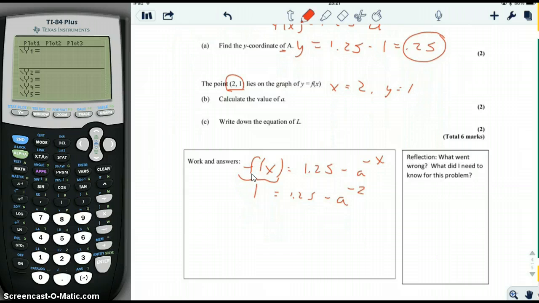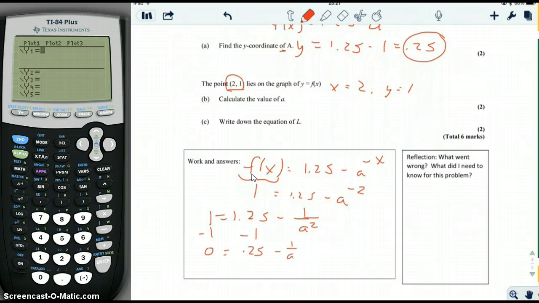Now the tricky part of this is maybe you don't remember anymore what a to the negative 2 is, but a to the negative 2 is actually the same thing as 1 over a squared. So we're going to simplify this. 1 equals 1.25 minus 1 over a squared. Does that look better? Maybe not. Okay, so now let's simplify. We're going to subtract 1 from both sides. We get 0 here, and 0.25 here.